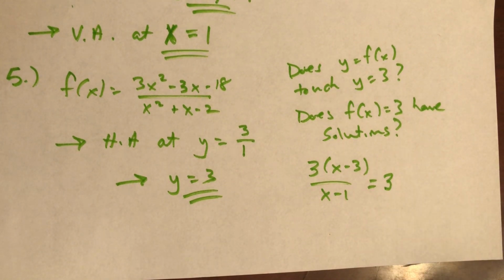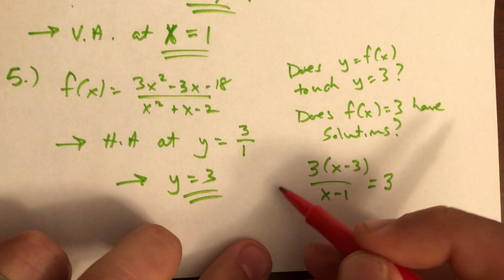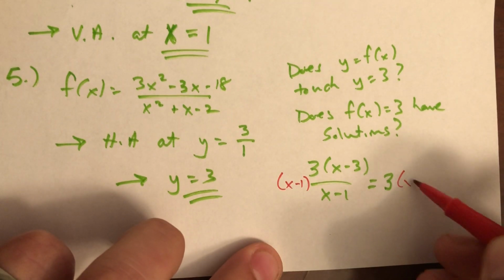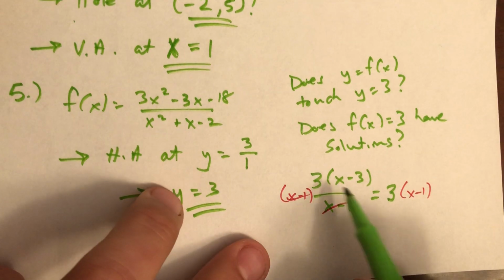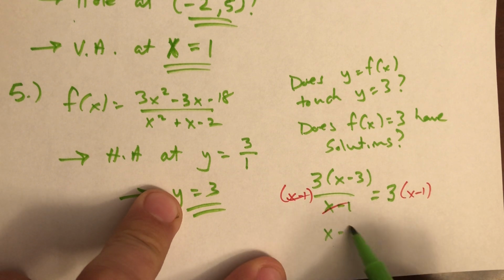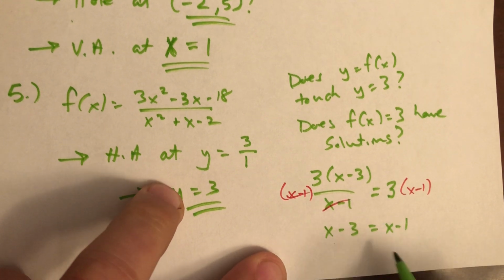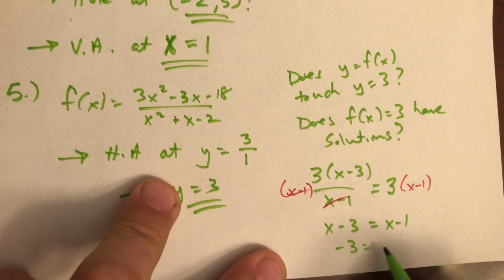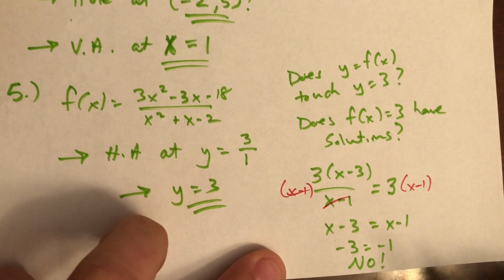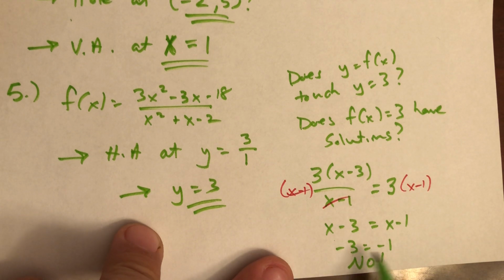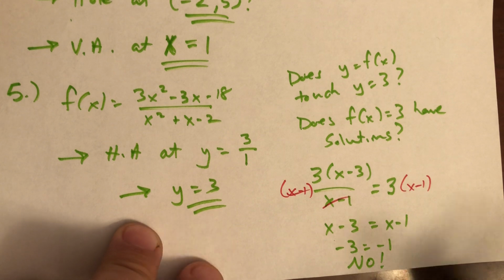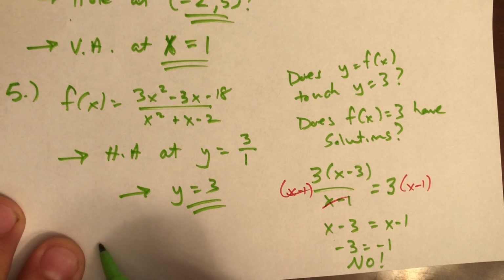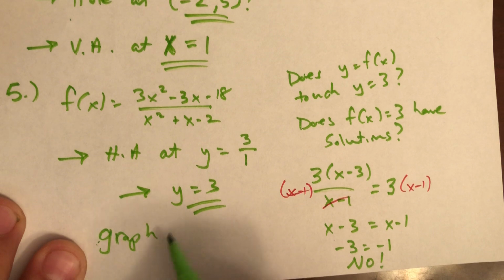And we can get done with this pretty quickly. So we'll multiply both sides by x minus 1. It gets canceled out here. So we can also divide both sides by 3. So we got x minus 3 equals x minus 1. Subtract x on both sides. And we say, no, this does not have any solution. This does not have any solutions. So that means that this graph cannot touch the line y equals 3. So we can maybe note that graph does not touch.